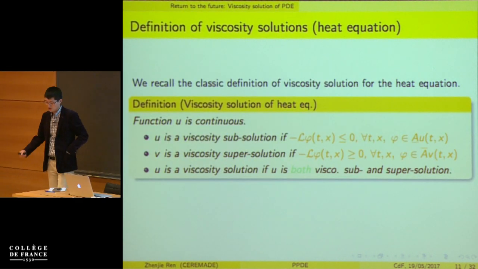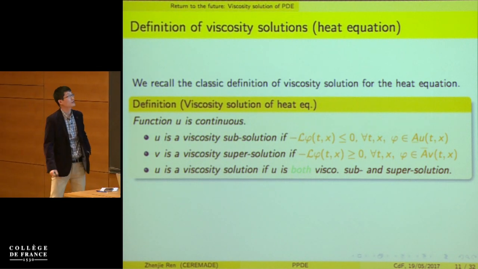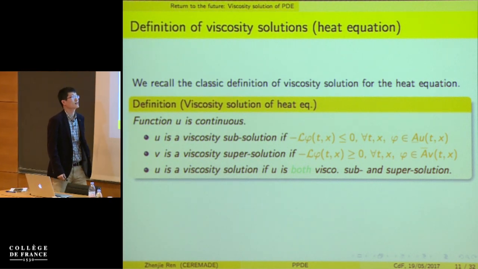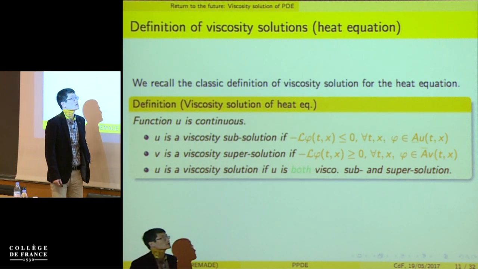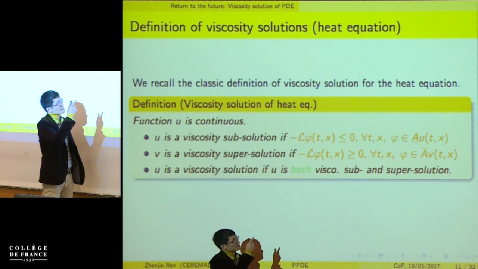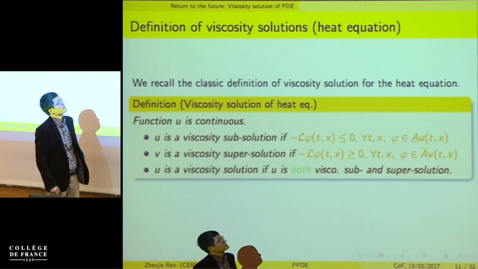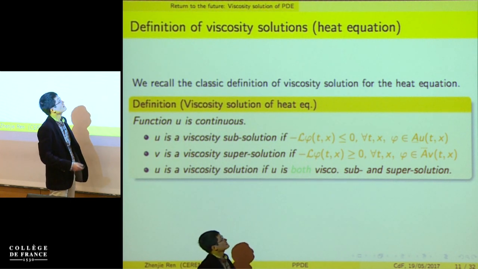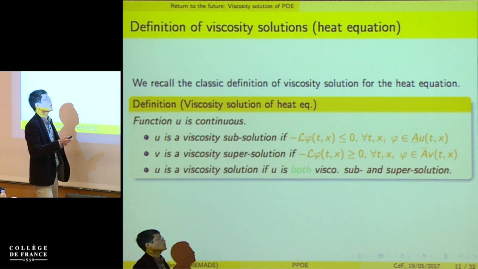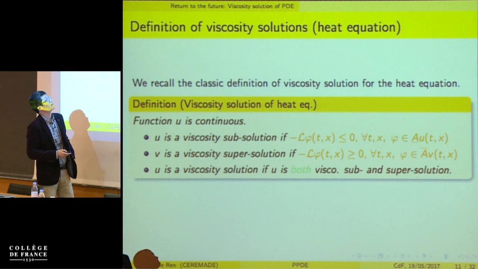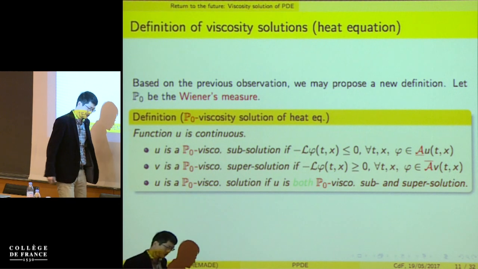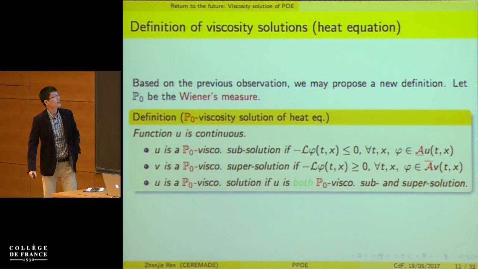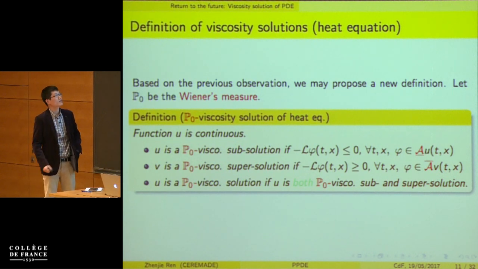So here we first record the definition of the viscosity solution. U is called a sub-solution if for all those test functions in the set A lower bar, U(t,x) should satisfy the sub-equation at the point (t,x), and the viscosity solution is both the sub and super solution. And now, since we introduced a new class of test functions, A round lower bar, we can replace the old definition by this new one.